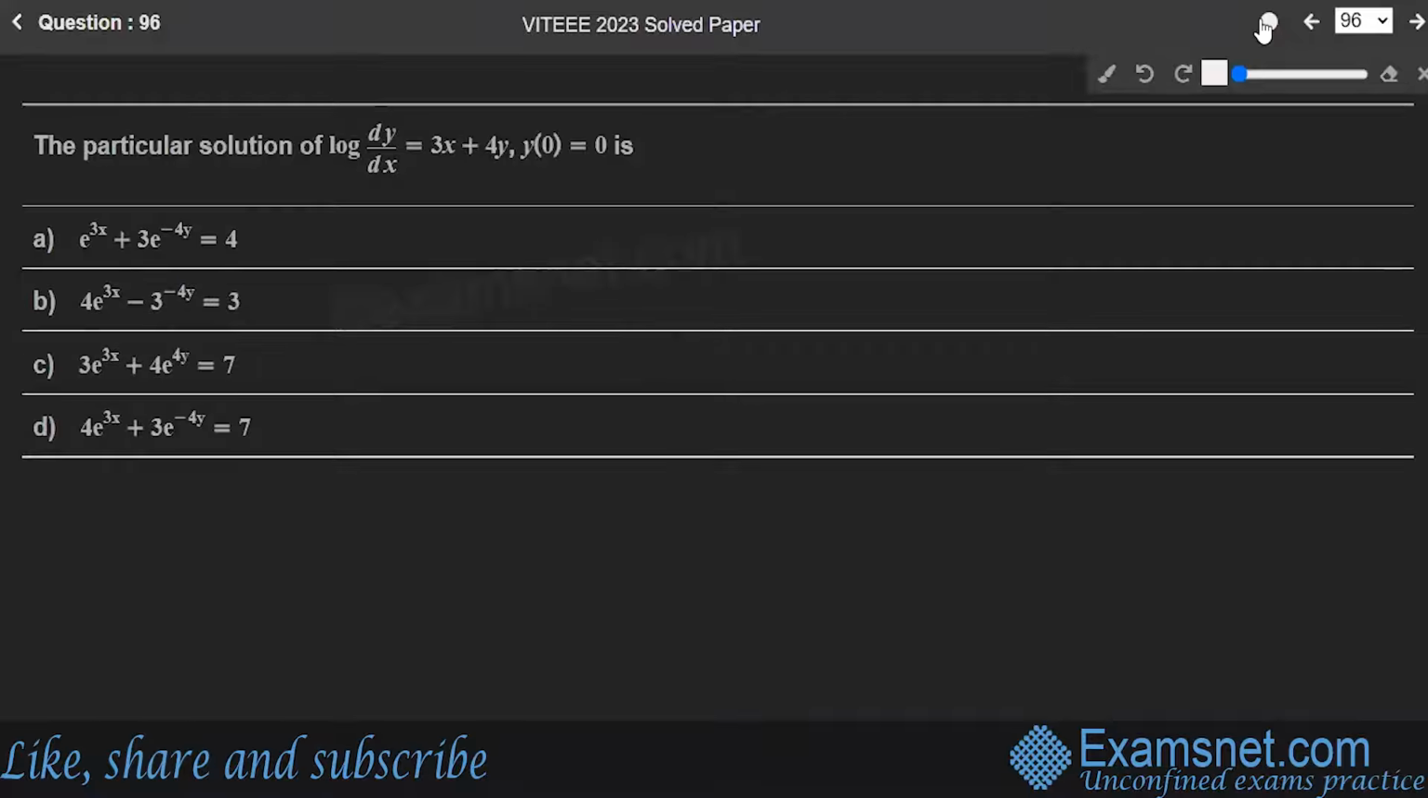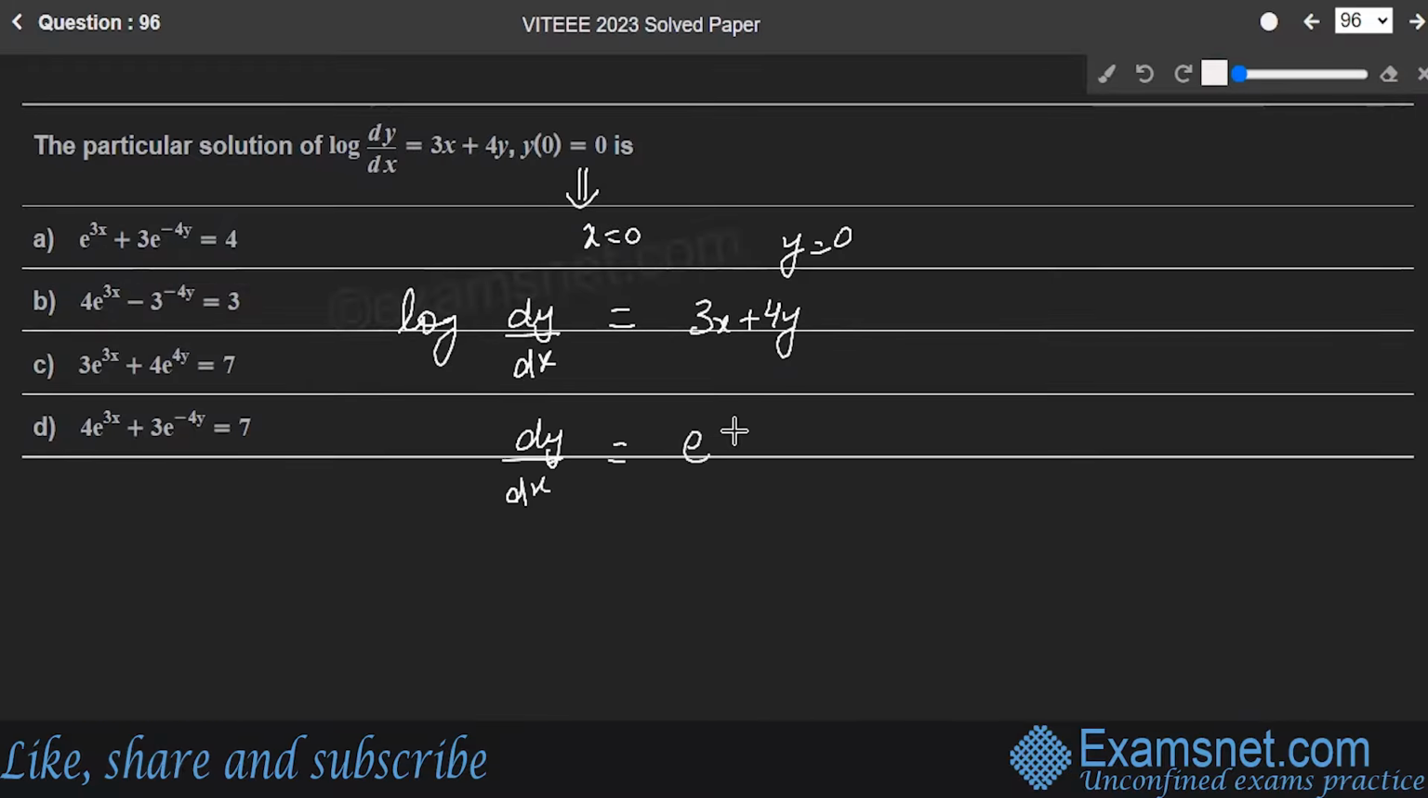Question number 96, the particular solution of log dy by dx is equal to 3x plus 4y, when y of 0 is equal to 0. So from here, when x is equal to 0, you have y is equal to 0. So now log of dy by dx is equal to 3x plus 4y, or dy by dx can be written as e raised to power 3x plus 4y, which is equal to e raised to power 3x into e raised to power 4y, or you can write it as e raised to power minus 4y into dy is equal to e raised to power 3x into dx.